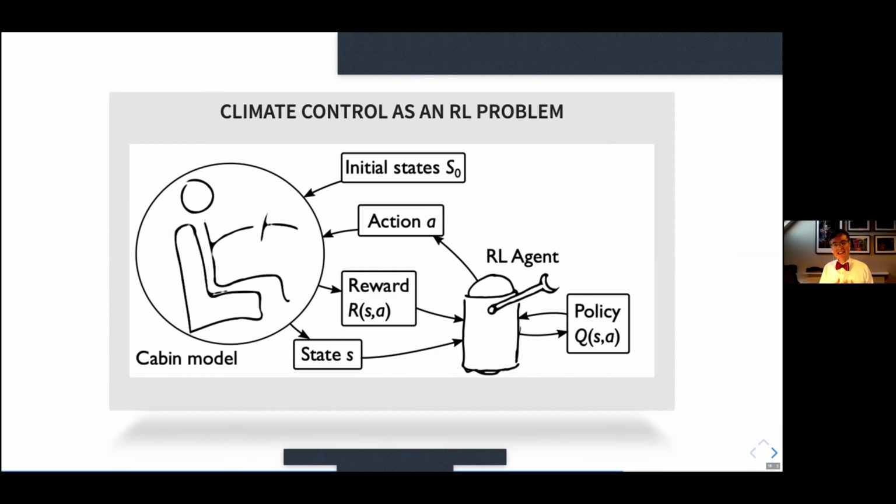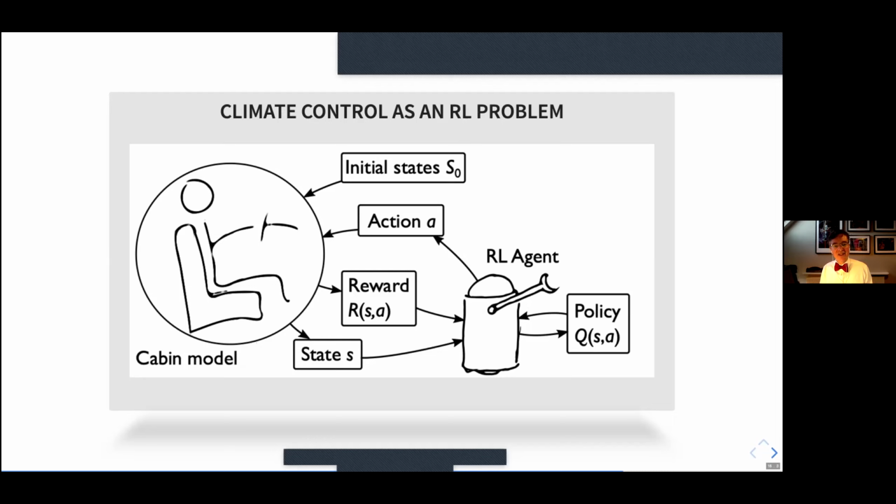So let me tell you more about my formulation of this climate control problem, or comfort control problem, as you might call it, and particularly how it would be solved as a reinforcement learning problem. So I've talked to you about policies and states and reward functions, and now we can put them in terms of this particular problem.